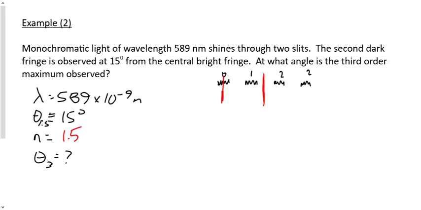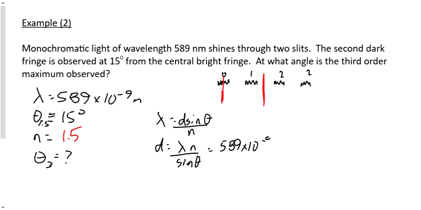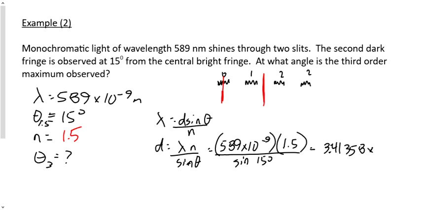Here's what I'm going to do first. This is a tough question. I'm going to say lambda is equal to d sine theta over n. And the only variable I don't have here is d. That gives us a value of d of 3.41358 times 10 to the minus 6 meters.